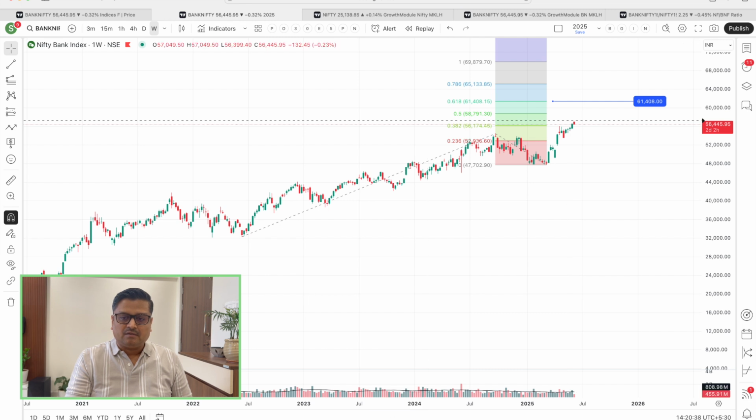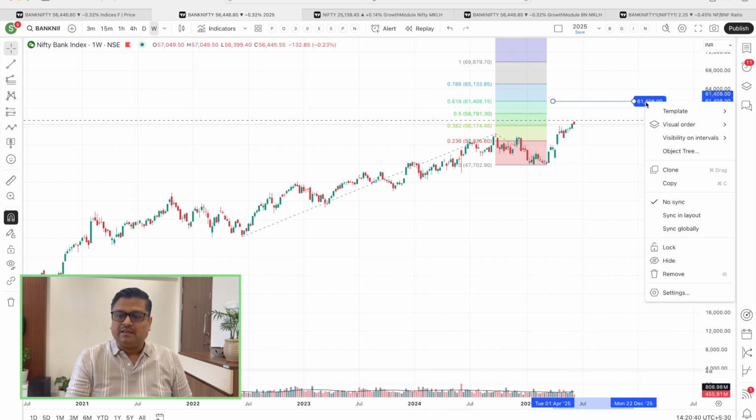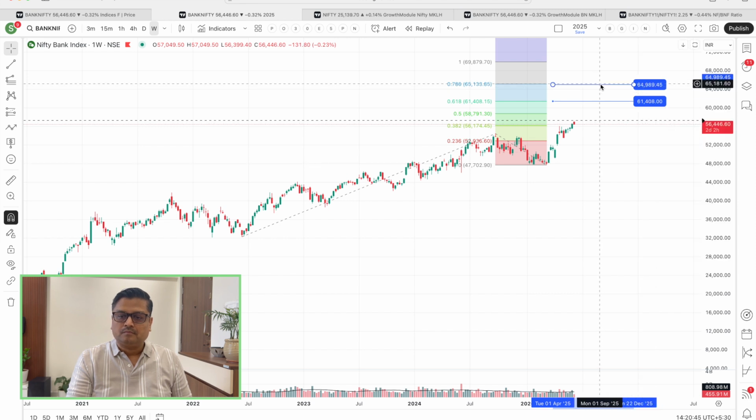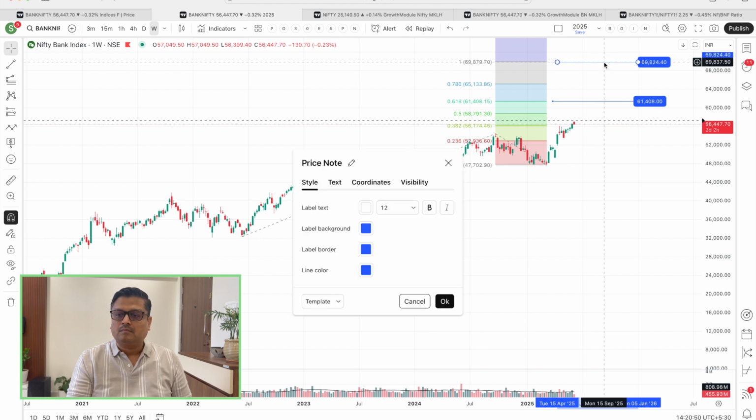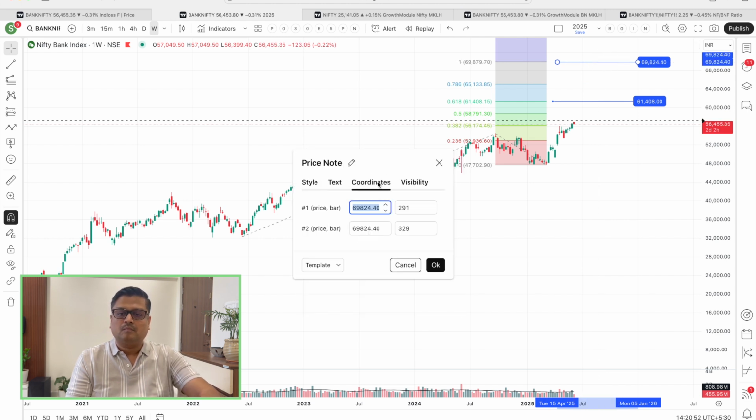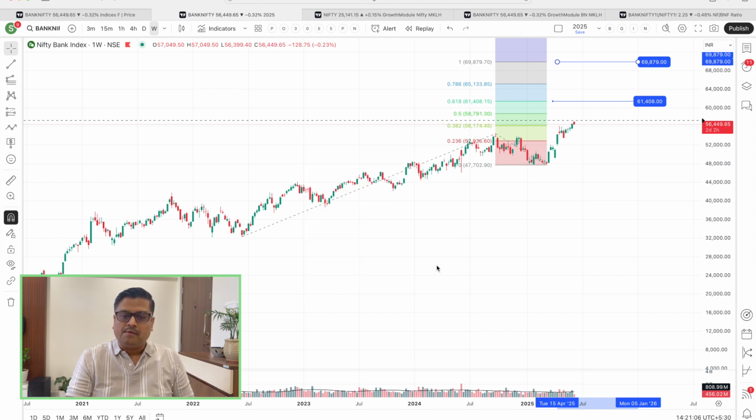Second target will be 69,893, 69,879. Right, so these are two significant important targets for Bank Nifty.